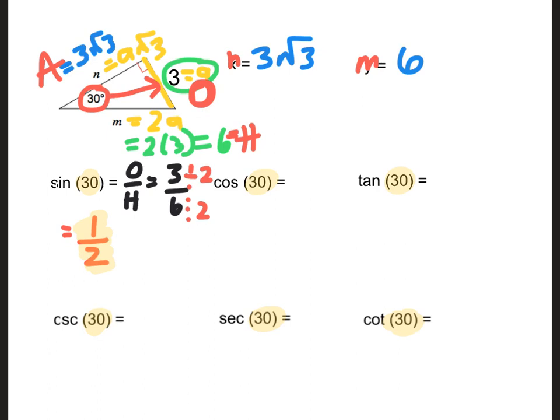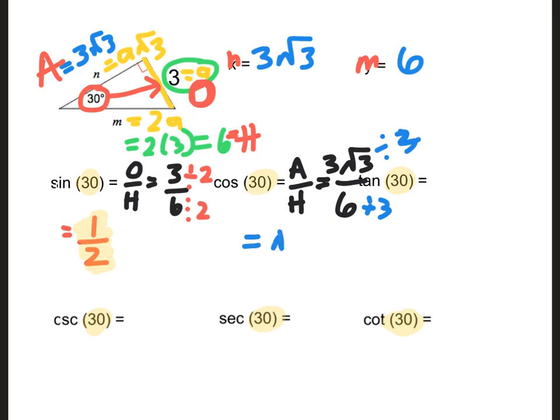For cosine of 30, we're going to do adjacent over hypotenuse. So we're going to do A over H. So we're doing 3 root 3 divided by 6. Again, I can divide the top and the bottom by 3. You're looking for the biggest number that goes into them. And for that one, my final answer is going to be root 3 over 6 divided by 3 gives me 2. So my answer for that one is going to be root 3 over 2 for cosine of 30.